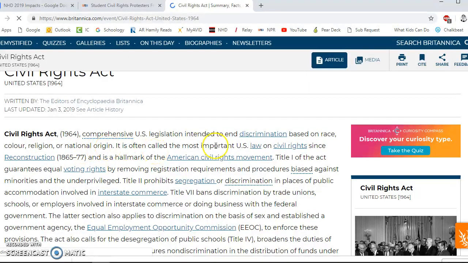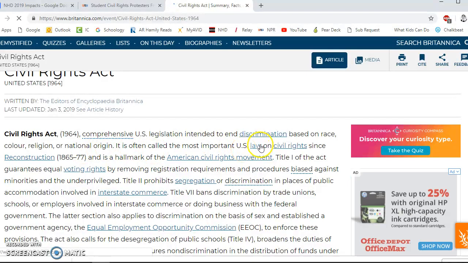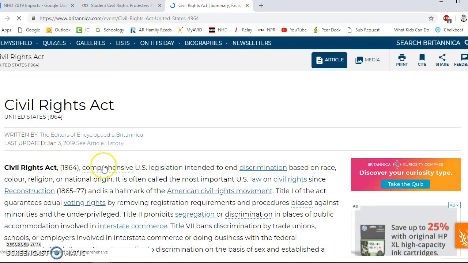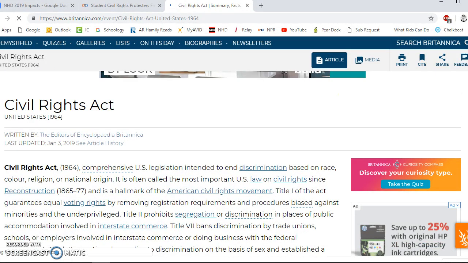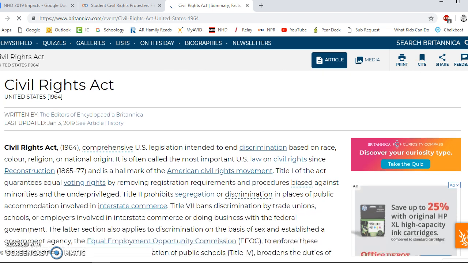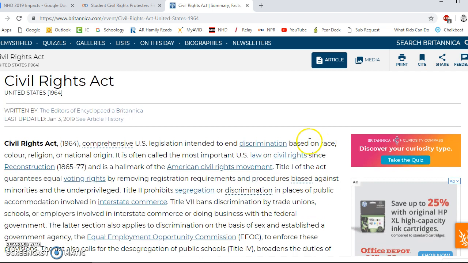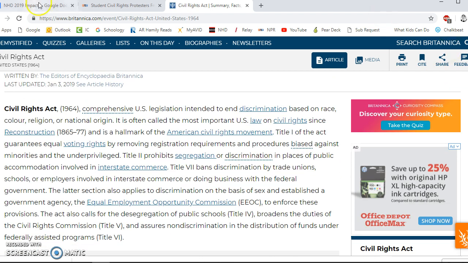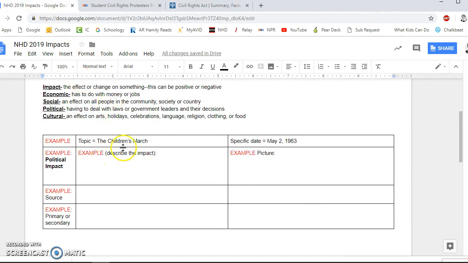It is often called the most important U.S. law, again, law relating to government, definitely political, on civil rights since Reconstruction. Okay, I definitely think the Civil Rights Act of 1964 is an important political impact that relates again to my topic. So I'm going to go ahead and go back to my graphic organizer here and describe it.